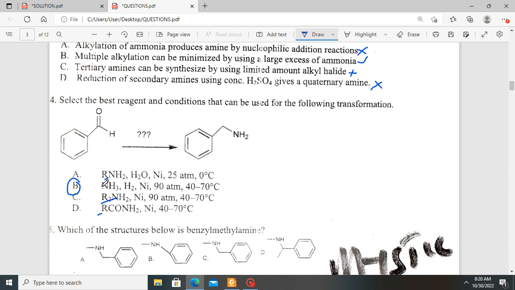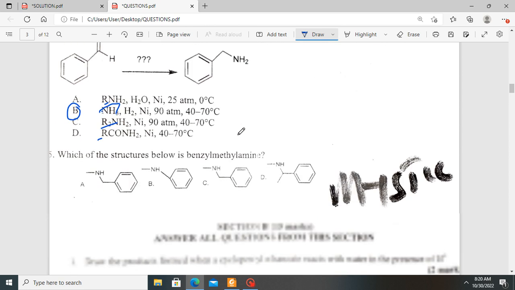B is the possible amine source which was used for the reductive amination of the benzaldehyde to produce this benzylamine.